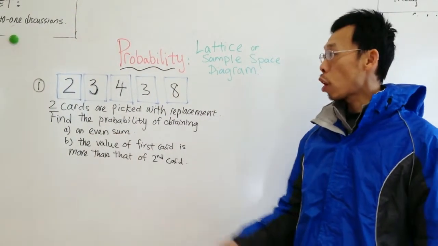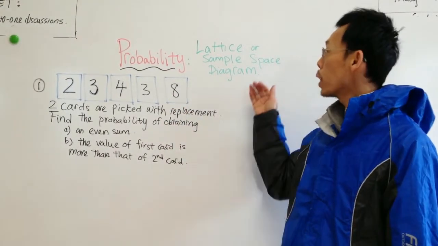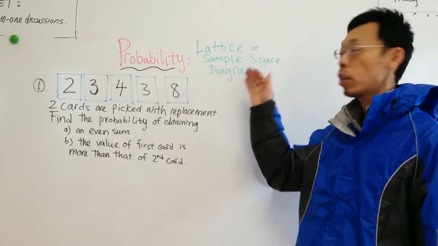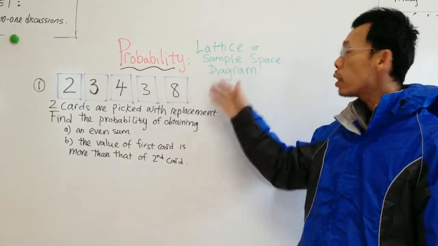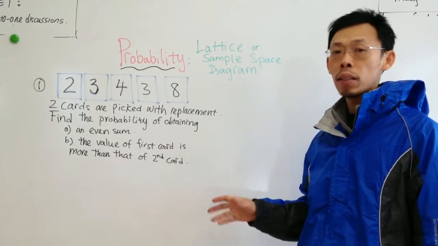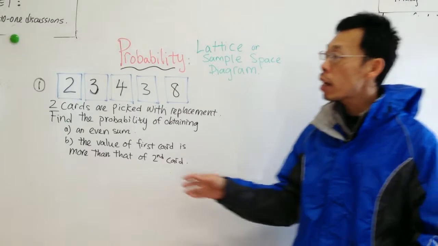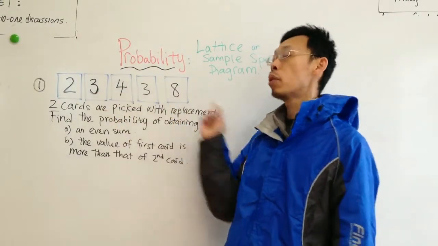Class with me. Today we'll talk about probability, and we want to solve these probability problems using a lattice, or sometimes called a sample space diagram. This diagram is going to be different, textbooks write it differently, but the concept is actually very simple. Now imagine here we have 5 cards with these numbers on them, right?